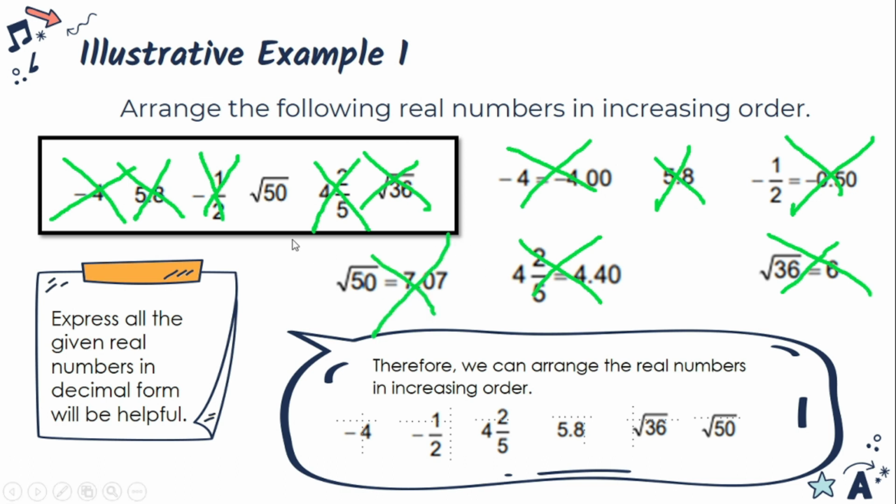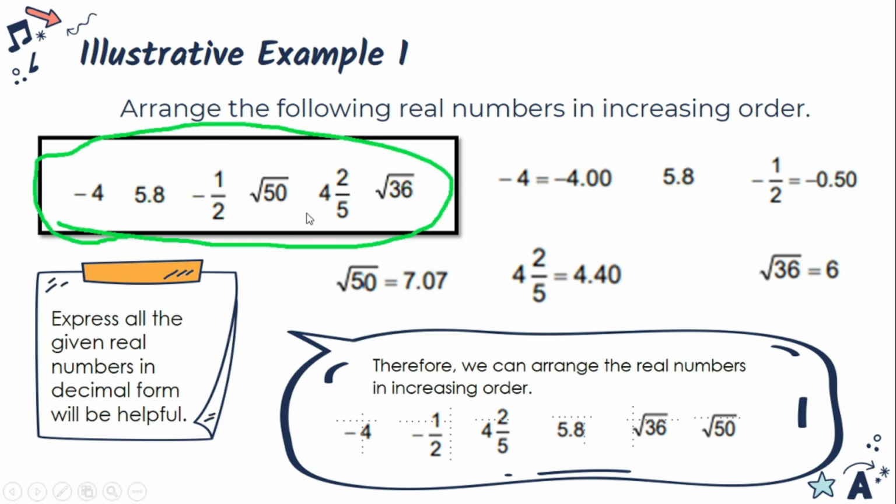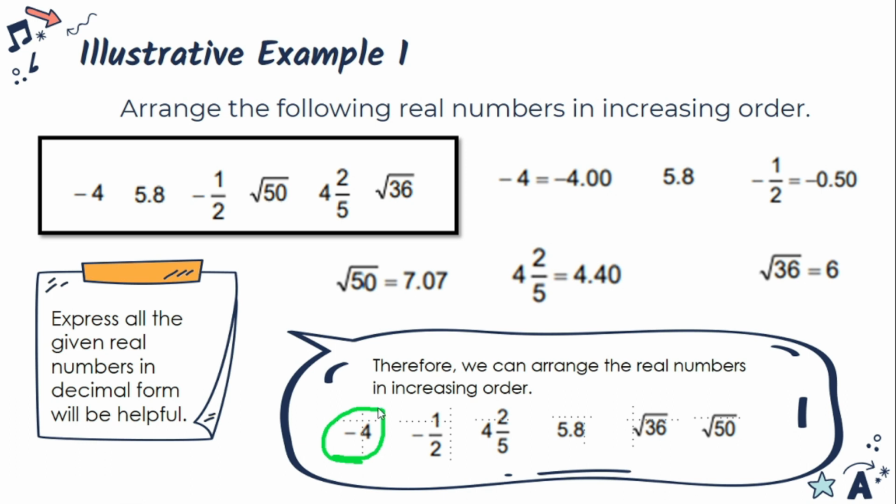Meaning to say, if we arrange this given in increasing order, we have negative 4, negative 1/2, 4 and 2 over 5, 5.8, square root of 36, and last yung square root of 50. Pinakamalaki si square root of 50, pinakamaliit si negative 4. Okay, let's have another example.